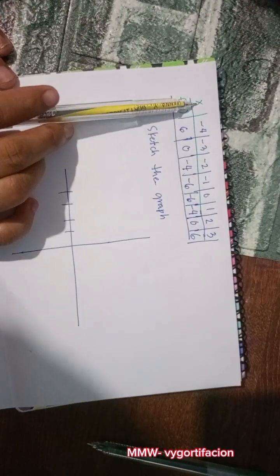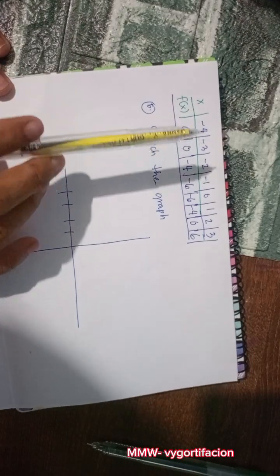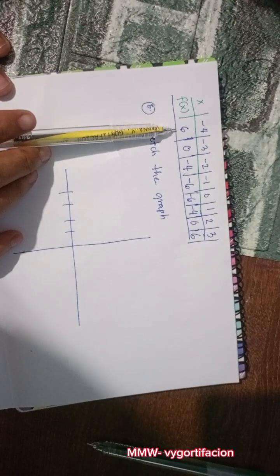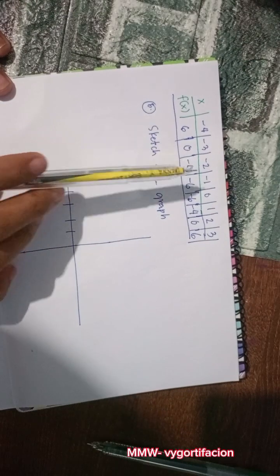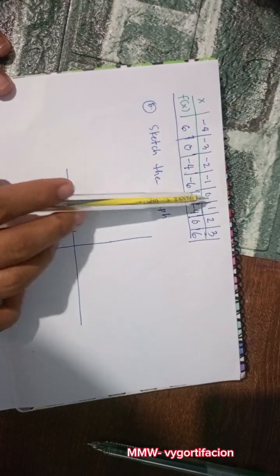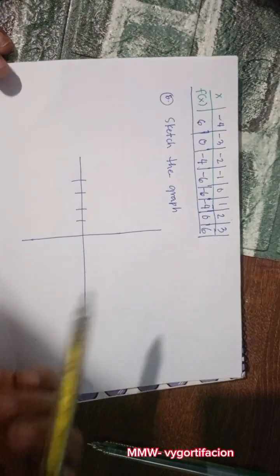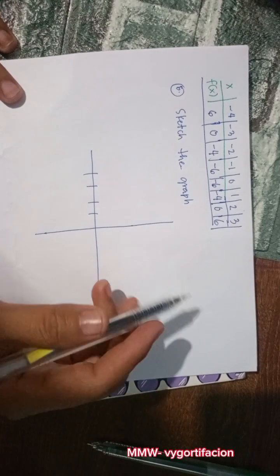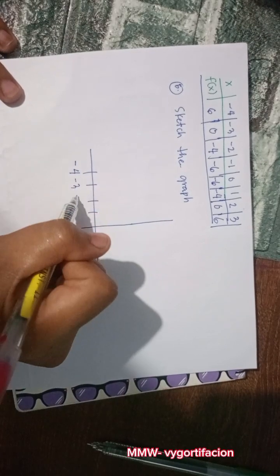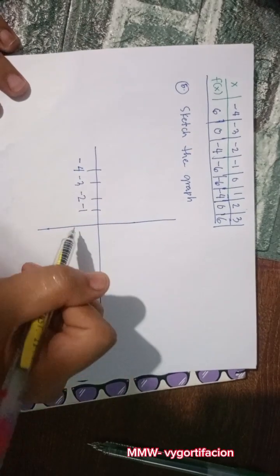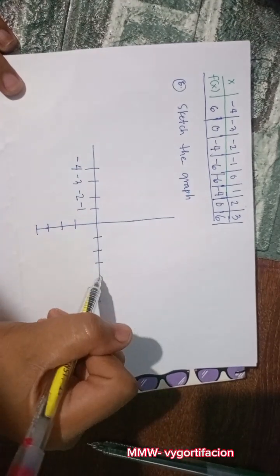So we're done with getting the values. So negative 4 will be equal to f of x, which is equal to 6. Then negative 3, 0; negative 2, negative 4; negative 1, negative 6; 0, negative 6; 1, negative 4; 2, 0; 3, positive 6. So now we sketch. So we have the values of x: negative 4, negative 3, negative 2, negative 1, and then 1, 2, 3, 4, 1, 2, 3.